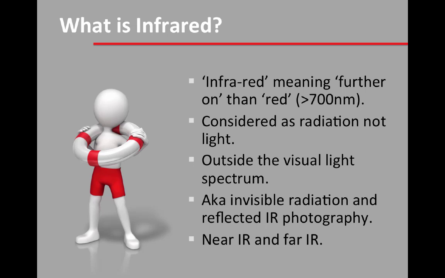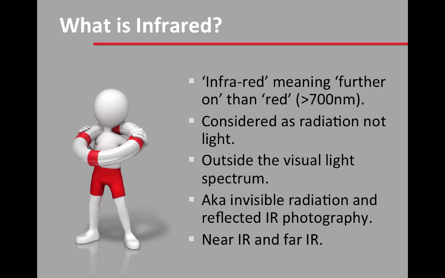Okay, so let's kick along and have a look at what infrared is. Infrared actually means further on than red. As we know, we categorize red as 700 nanometers in the electromagnetic spectrum. The visual spectrum is between 400 and 700, and infrared is beyond, or further on than, 700 nanometers.